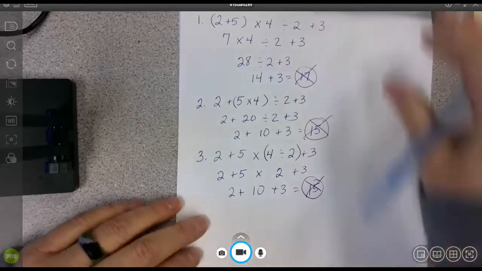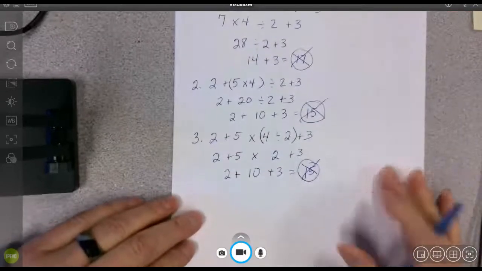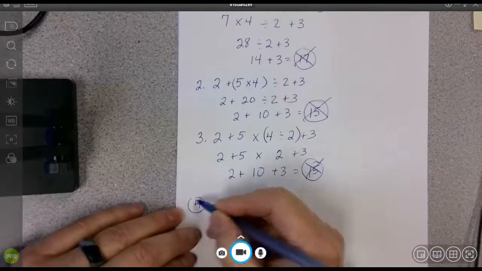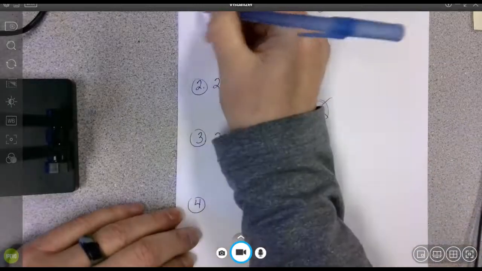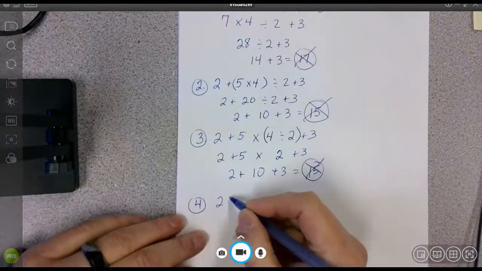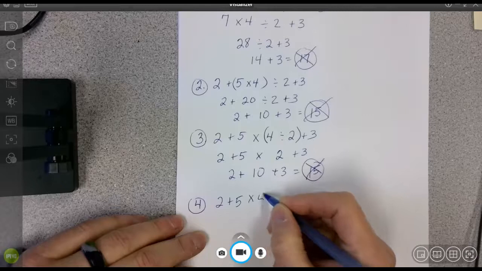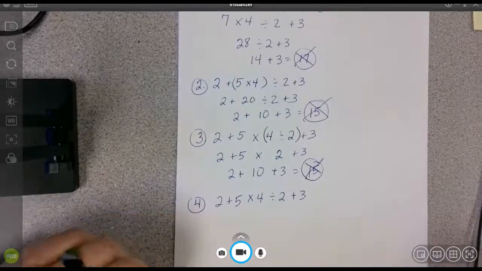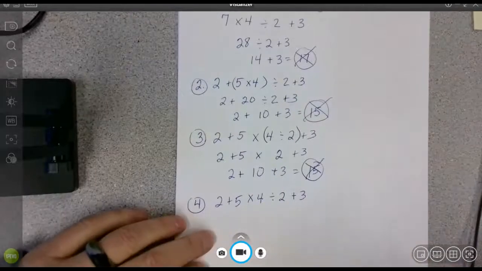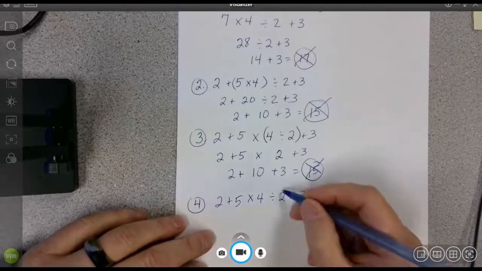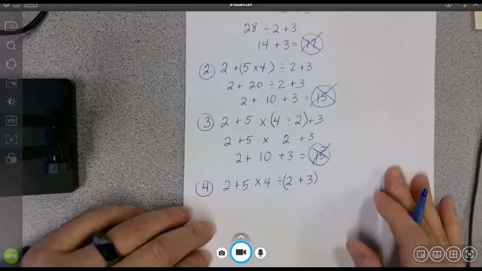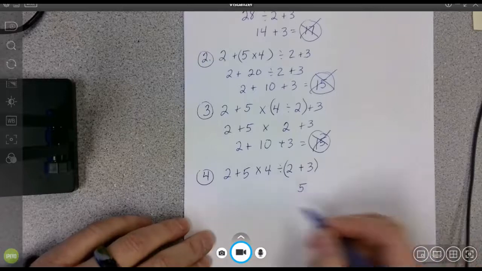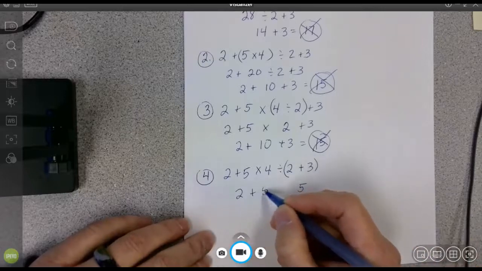All right, there's only one more way that I could put parentheses, and that's the 2 and the 3. That's with only using two numbers. So let's try the 2 and the 3 to see if that works. 2 plus 5 times 4 divided by 2 plus 3. Okay. All right. So let's try putting parentheses around 2 and the 3. So I know 2 plus 3, I have to do parentheses first, equals 5. Then I can bring the rest of my problem down.